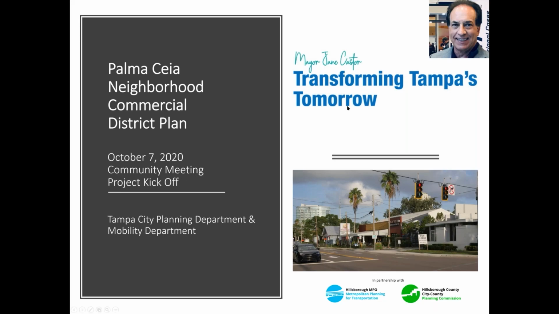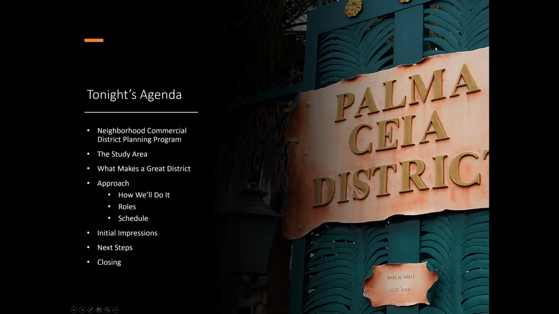So we're just going to go ahead and jump into the program because everything that I need to share with you is in this presentation. So here's the agenda for tonight. We're going to give you a background on the Neighborhood Commercial District Planning Program. We're going to review the study area. We're going to talk about what makes a great district. We'll go over the approach, which is basically how we're going to approach this planning process, the roles that each of us will play, and the schedule that the program will take.